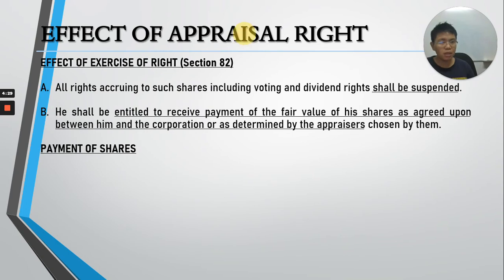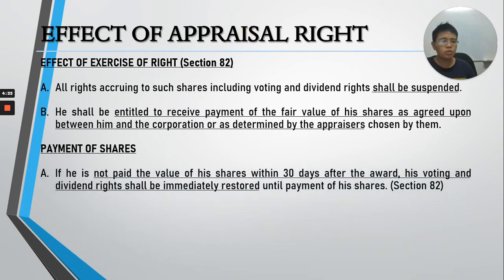What else? Payment of shares. If the dissenting stockholder is not paid the fair value of his shares within 30 days after the award, voting and dividend rights shall be immediately restored until payment of his shares. So as you can see here, walang provision in case of payment when there is an agreement. So, kung nagkaroon ng agreement, hindi sinabi na within 30 days babayaran ka agad yung shares. But obviously, if there is an agreement, malamang mabilis na ang bayaran dyan because the corporation and the stockholder, they agree. What the law provides is payment of 30 days from the date of award. So, pagka nagkaroon ng award, obviously, there is controversy regarding the fair value. Kaya kumuha pa sila ng mga arbitrators who determined pa yung fair value of the shares.